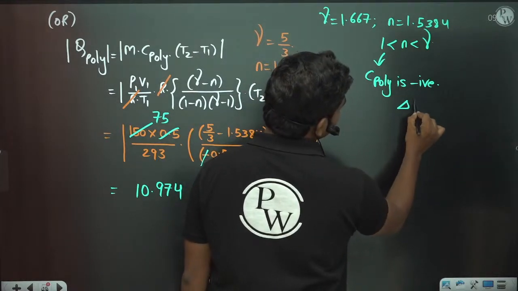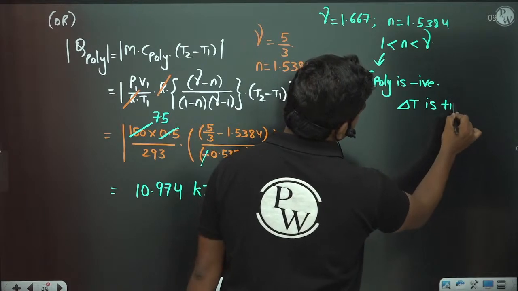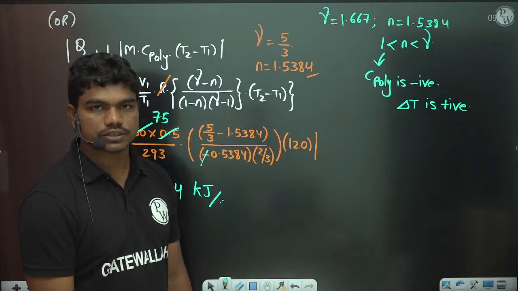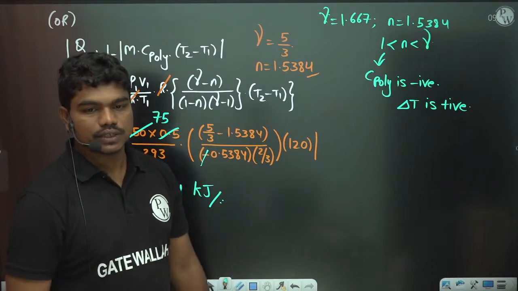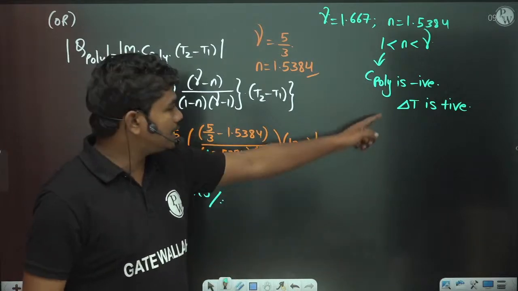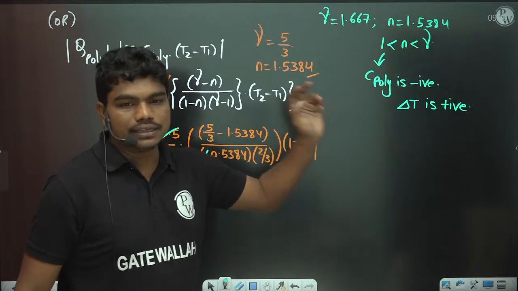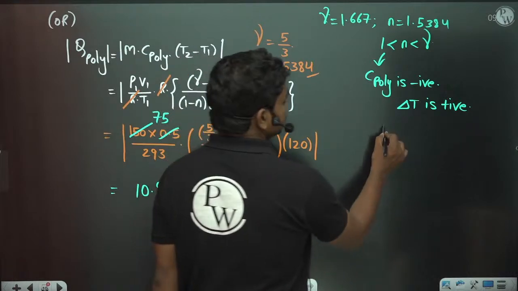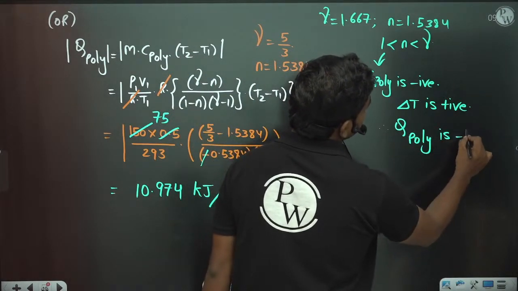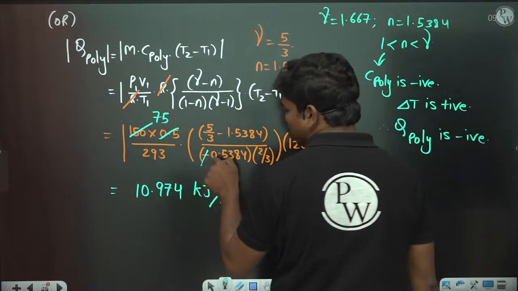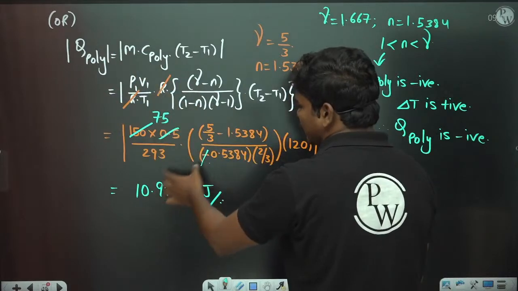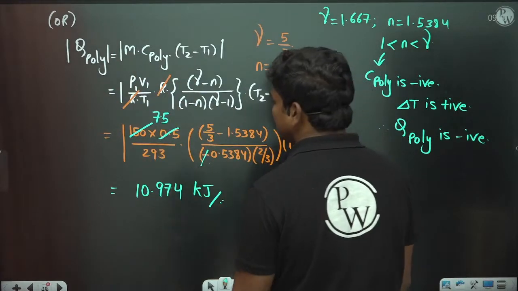Now if this is the case, C polytropic is negative, but delta T is given positive in this question, correct? Because initially the temperature is 20, final temperature is 140 degrees Celsius. So there is an increase in the temperature. So if temperature is increasing, then T2 minus T1 is going to be positive, but C poly is negative because of this understanding. So therefore Q polytropic, the heat interaction, is going to be negative. This is what you can understand. And if you calculate, because of this minus sign, you might have got a negative value, but since we are taking magnitudes, we have deleted this minus sign and calculated the magnitude simply.